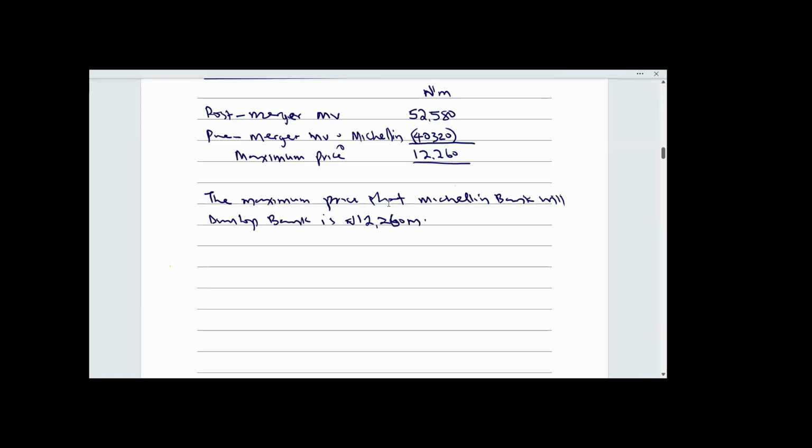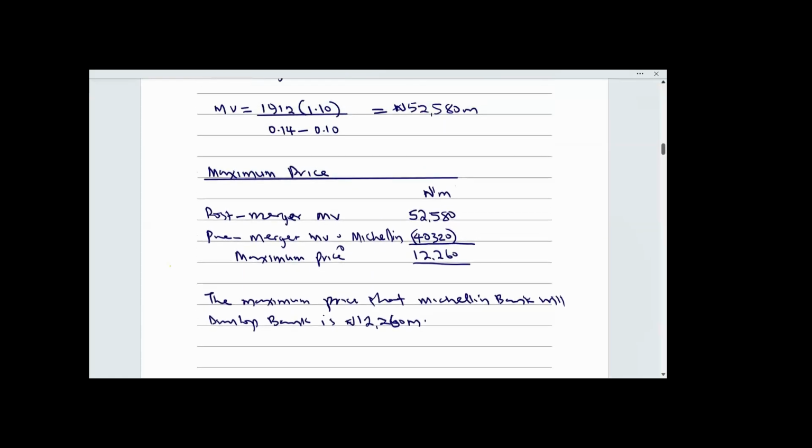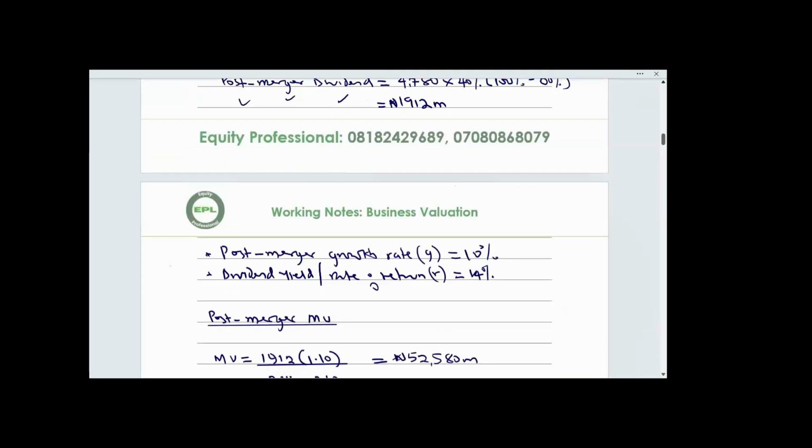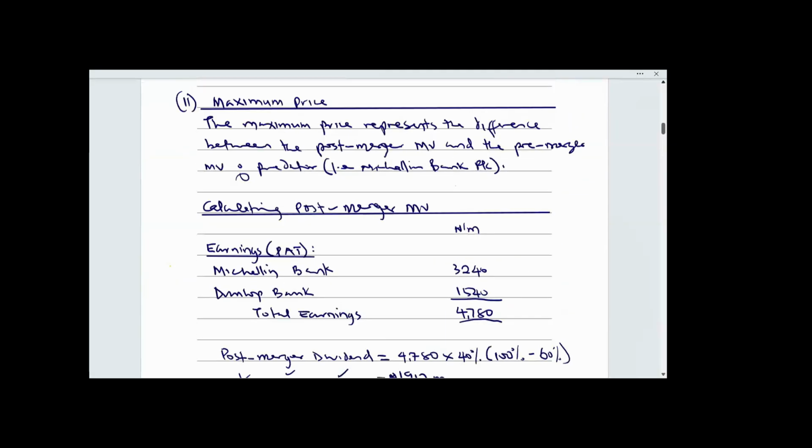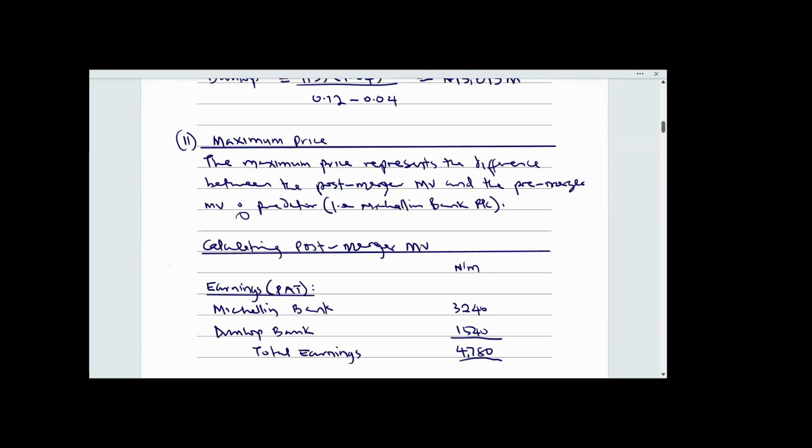So anytime you are asked to calculate maximum price to pay, this is how you are going to do it. When you look at my explanation here, you see maximum price represents the difference between the post-merger market value and the pre-merger market value of the predator. The predator is a company that makes the initiative, a company that initiates the merger. In this case, it is Michelin Bank. All right, so that is the end of the question. Let me know if you have any question. Other than that, we'll move to another illustration quickly.